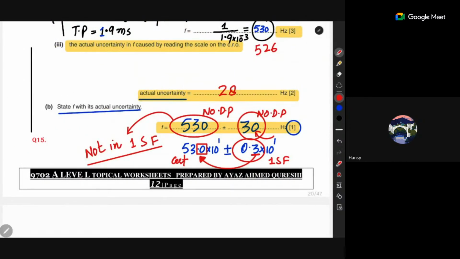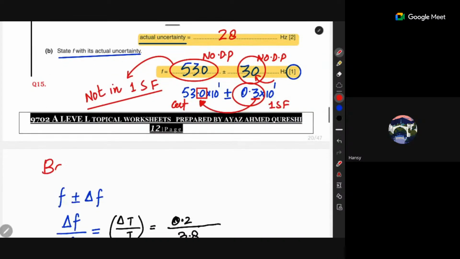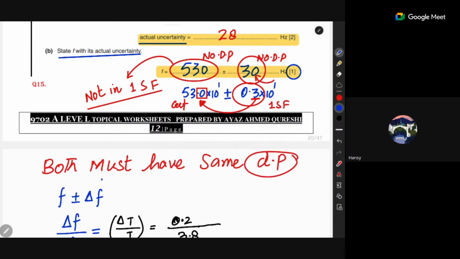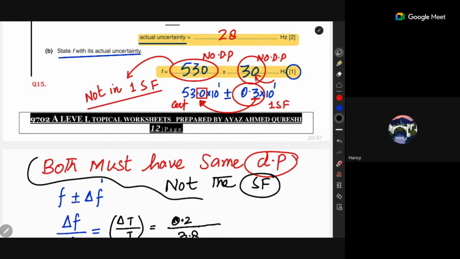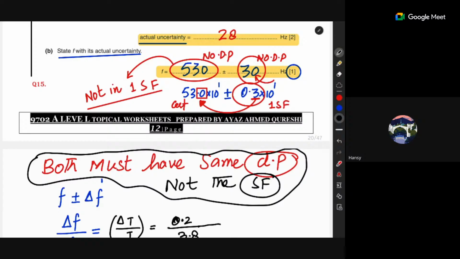And then we also have to make sure that they both have the same decimal places. Both must have the same decimal place. Is it clear? But not the SF. Is it clear to you? SF must not be the same, but decimal place must be the same. Decimal place must be the same, meaning?